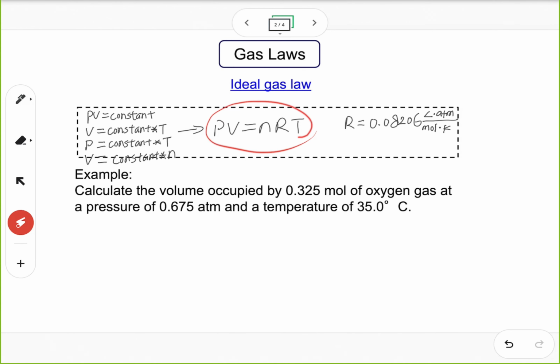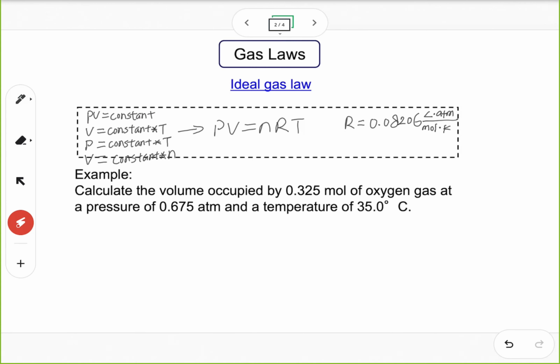Now let's go back to this equation. Why do I say that this is a comprehensive equation for those 4 gas laws? Let's just use Boyle's law as an example. Boyle's law says PV equals a constant. That means as long as you keep the mole number and the temperature constant, then this side is going to be a constant. So that reflects what Boyle's law is.